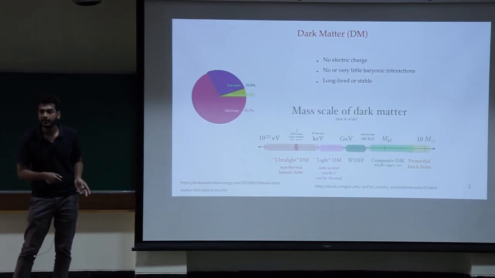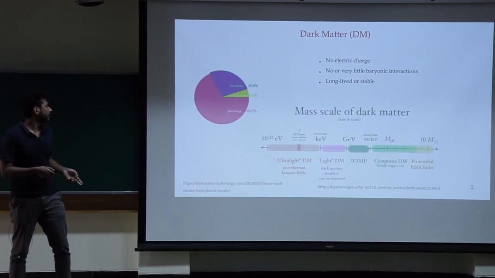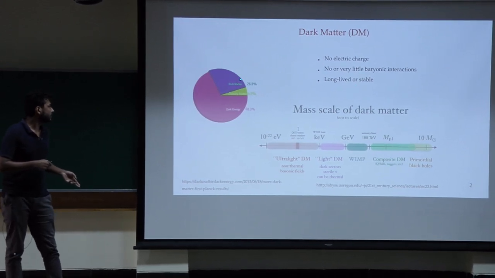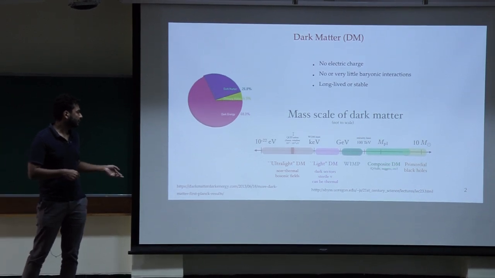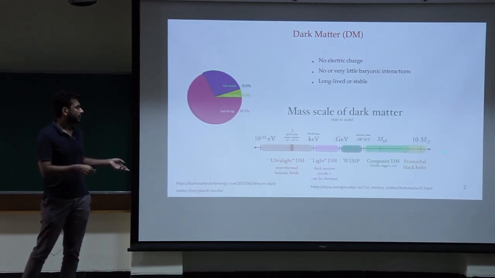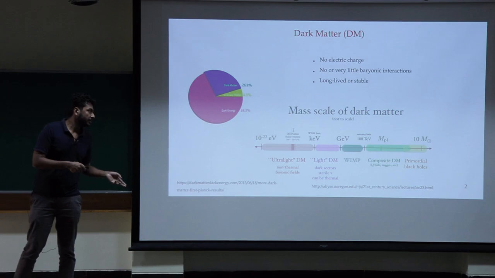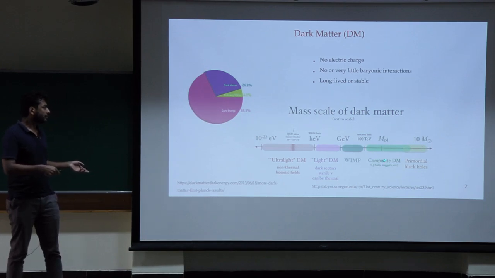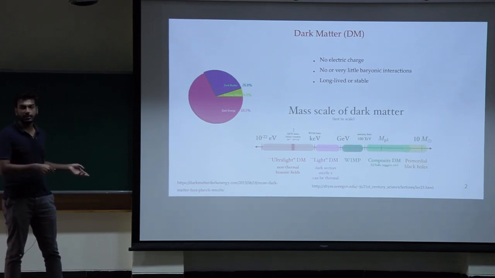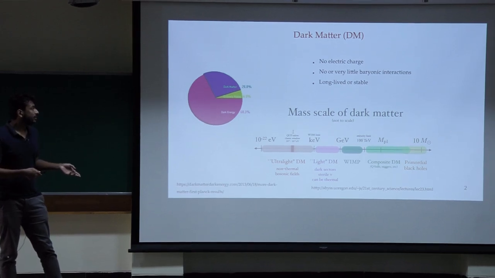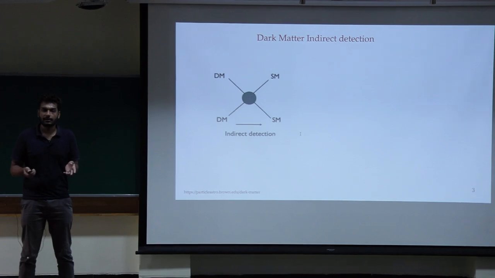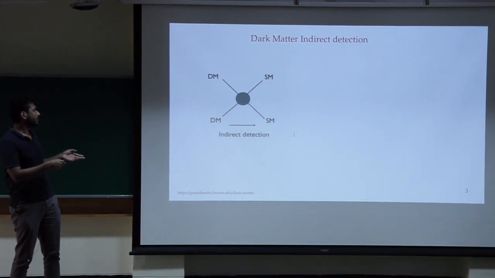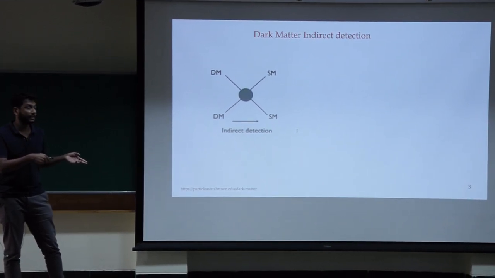We know from various astrophysical and cosmological observations that most of the universe is made of dark matter. There's a huge mass range, from like 10 to the power minus 22 electron volt to, let's say, 10 solar mass, which people are trying to search for. I'm mostly going to focus on the mass range around 10 to the power 6 PeV. There are various ways to detect dark matter: direct detection, collider searches. I'm mostly going to focus on something called dark matter indirect detection.